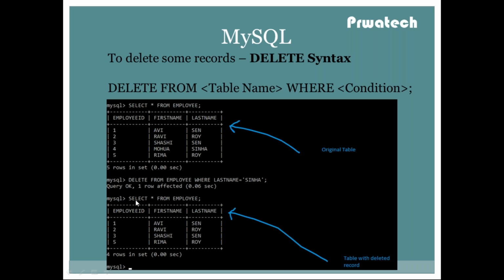Okay, so here see it has been executed, and when we check the table records, suppose we write SELECT star FROM employee followed by a semicolon and then hit the enter button. It shows that wherever the last name was Sinha, as here it was Mohua Sinha with employee ID 4, there is no more Mohua Sinha with employee ID 4 because it has been deleted. The record has been deleted from our table.